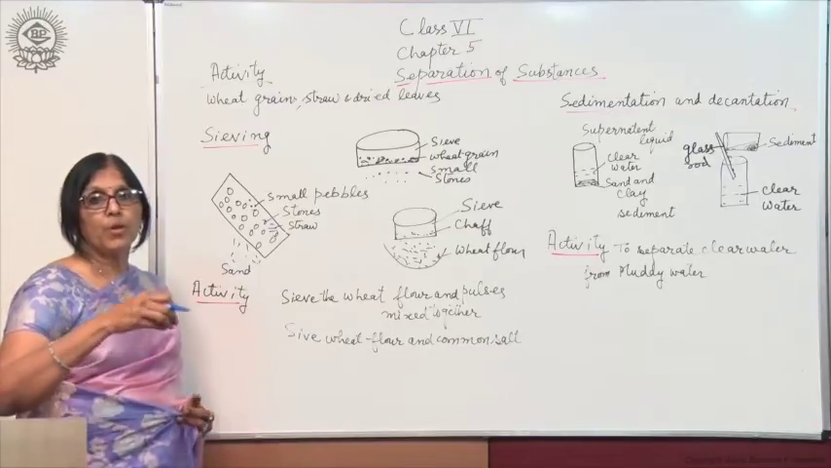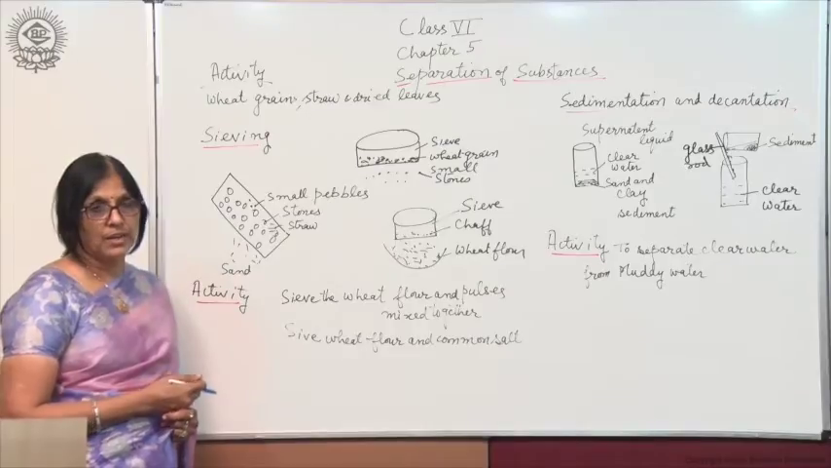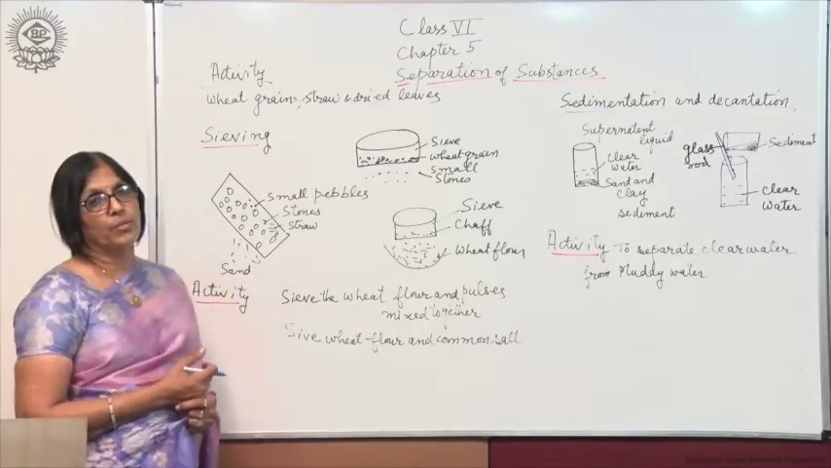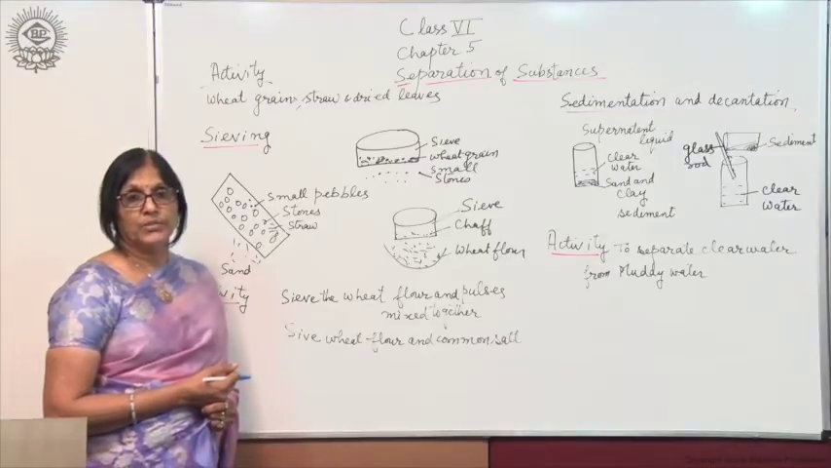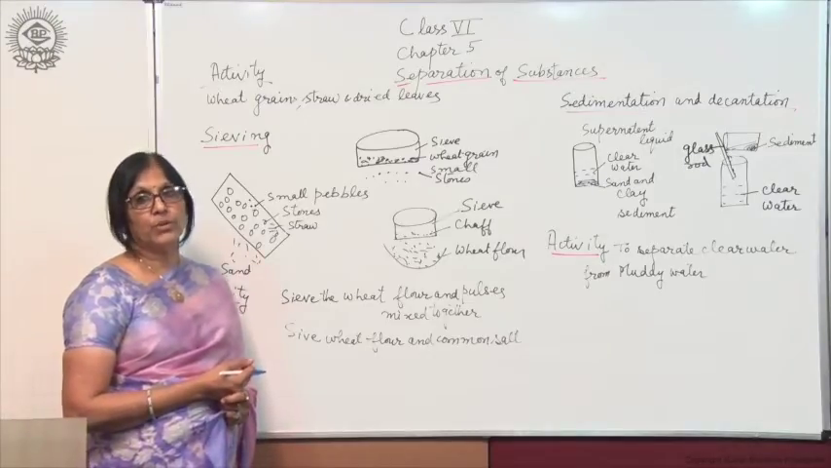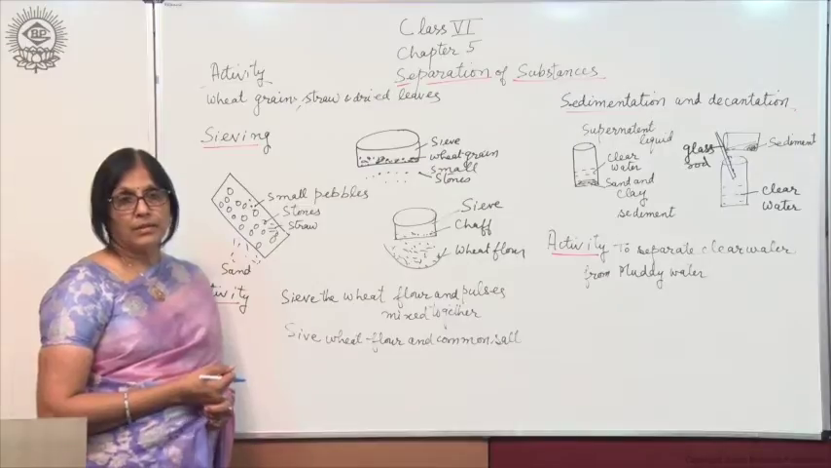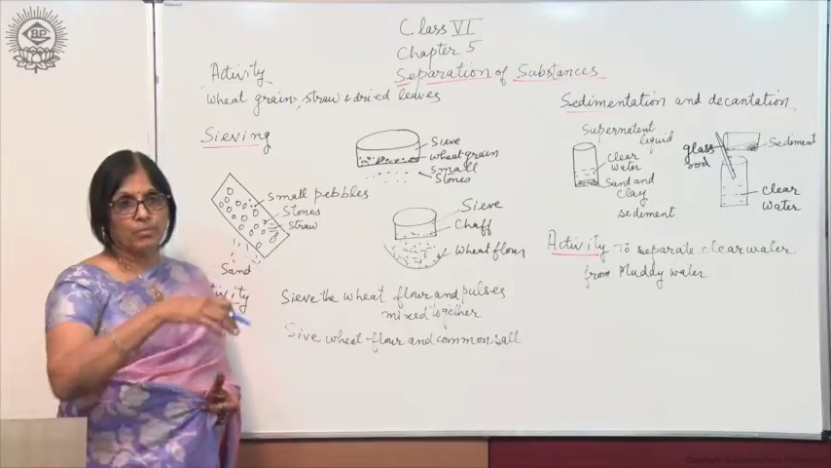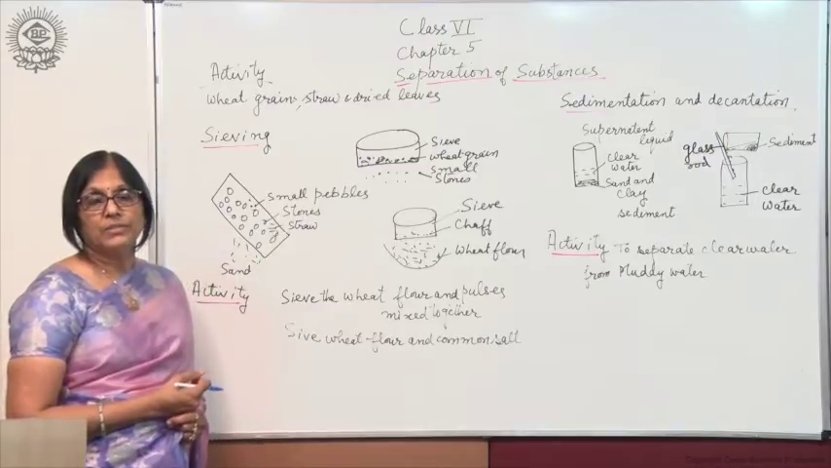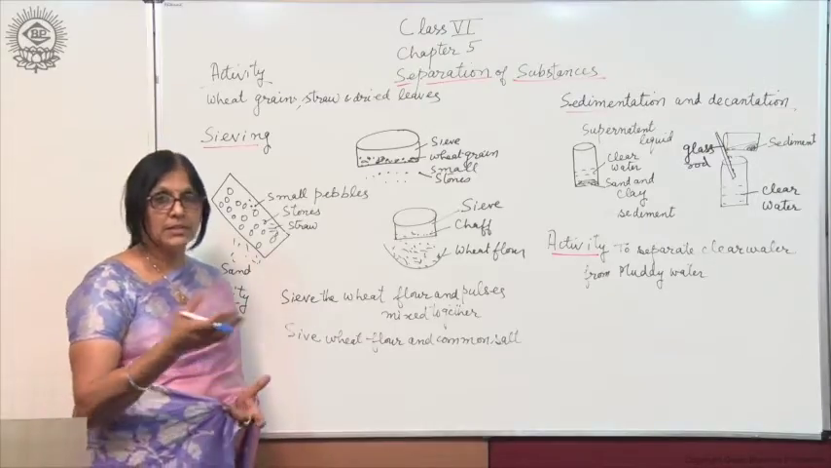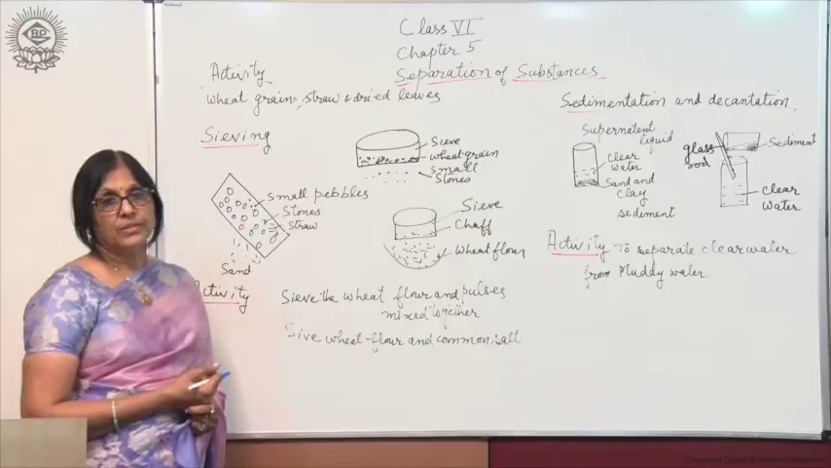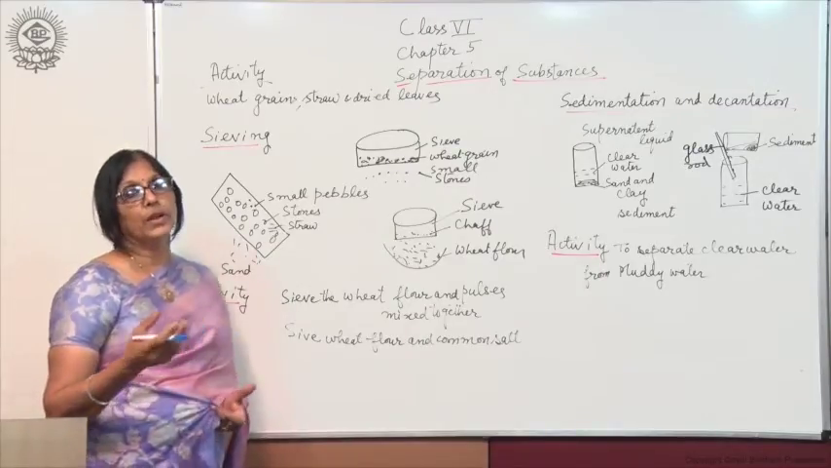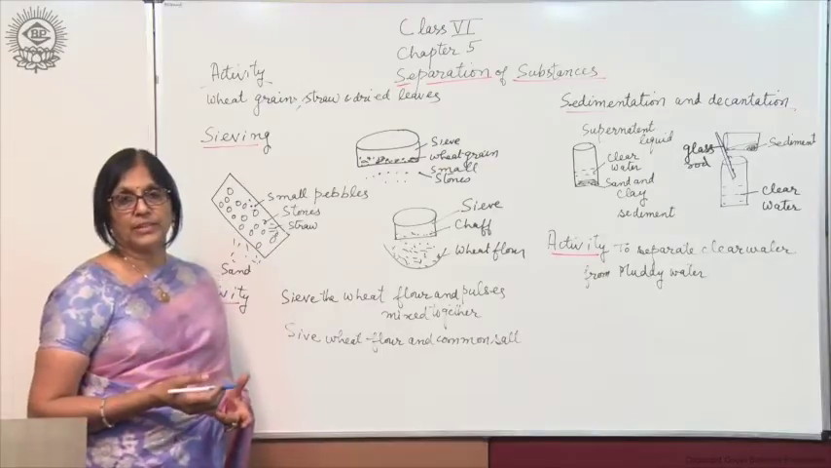Now, mix some common salt in the wheat flour and now use the same sieve to separate wheat flour from the common salt. Now, what happens? Are you able to separate wheat flour from the common salt? Now, you will be very surprised to see that both the wheat flour and the common salt pass through the holes of the sieve, and nothing is left behind on the sieve. Why does this happen? Because both the wheat flour and the common salt are very small in size.